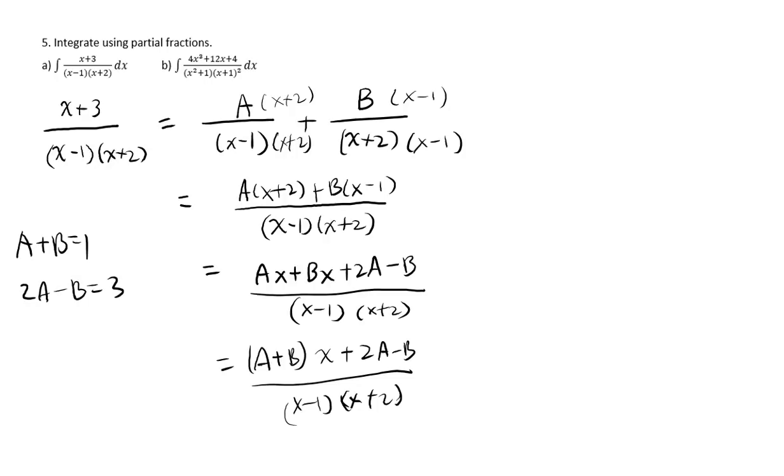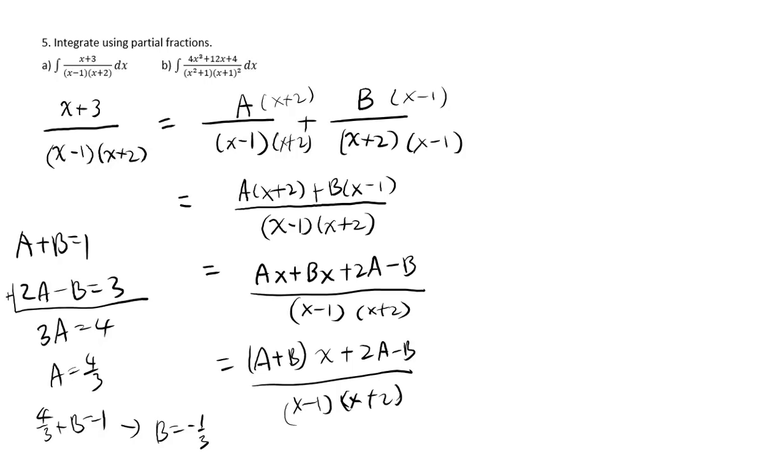And then the way you solve this would be just add like that. It would be 3a equals 4. So a is 4/3. And putting that back in here, I have 4/3 plus b equal to 1, which gives you that b is equal to negative 1/3.